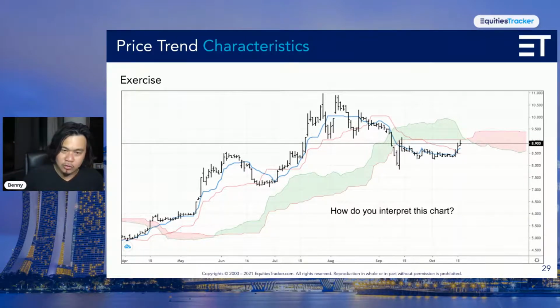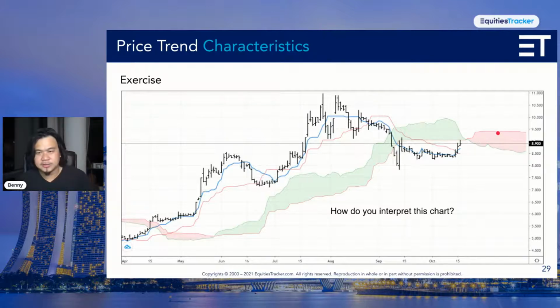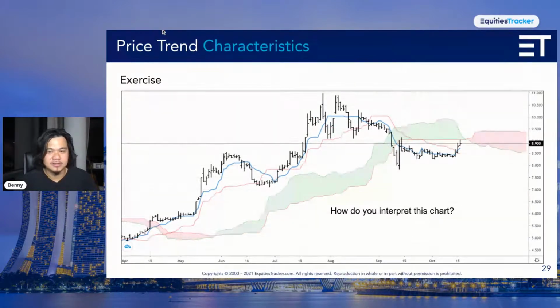So the green area means that the short-term average, span A, is above the long-term average, span B. If it's red, it simply means that span A, the short-term average, is below the long-term average. That's simply the difference.